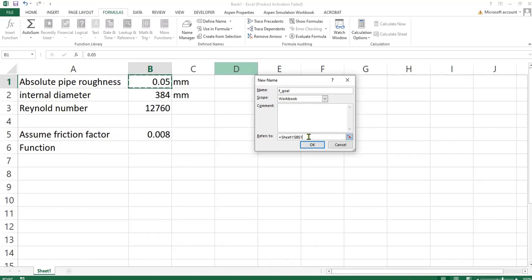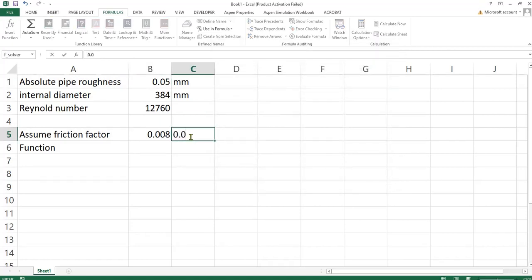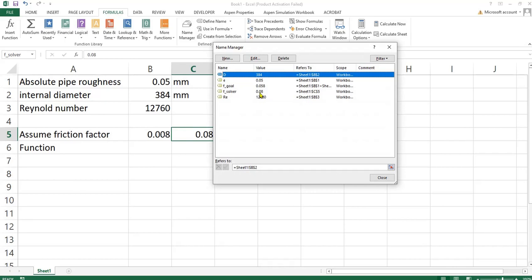So now I will select this. Then I'll create another one, I'll call this F underscore solver. So I need the F for solver, so I'll select here. I'll select this point for the assumed friction factor for solver. Say okay. Now I will use the same value, 0.008. So the solver now has the value.